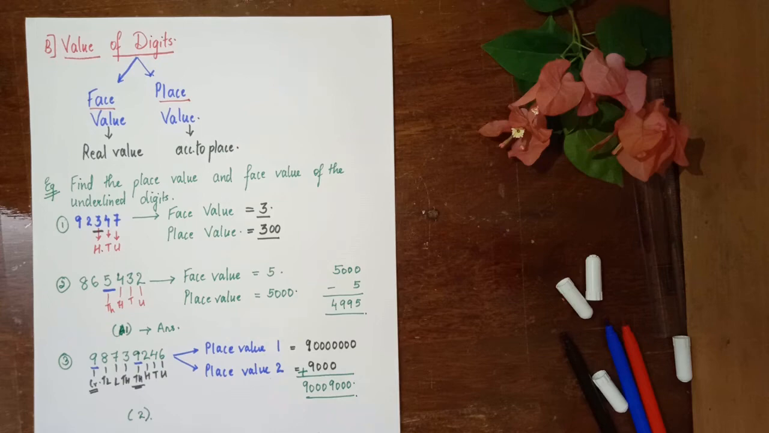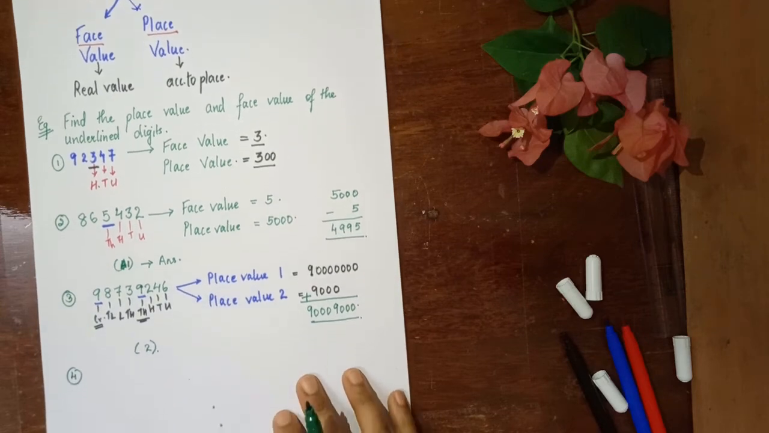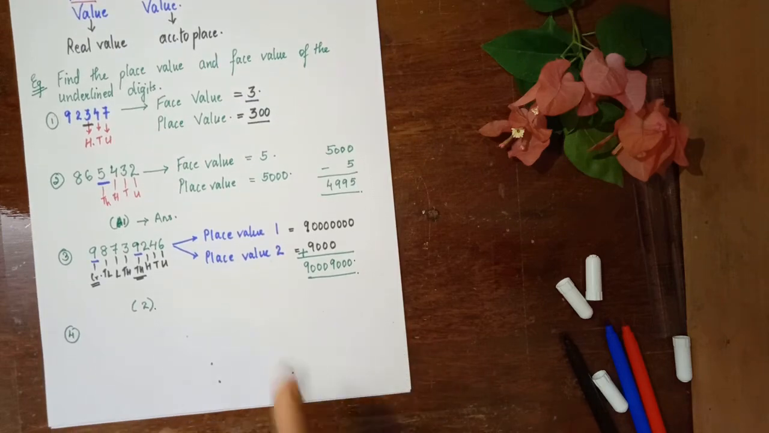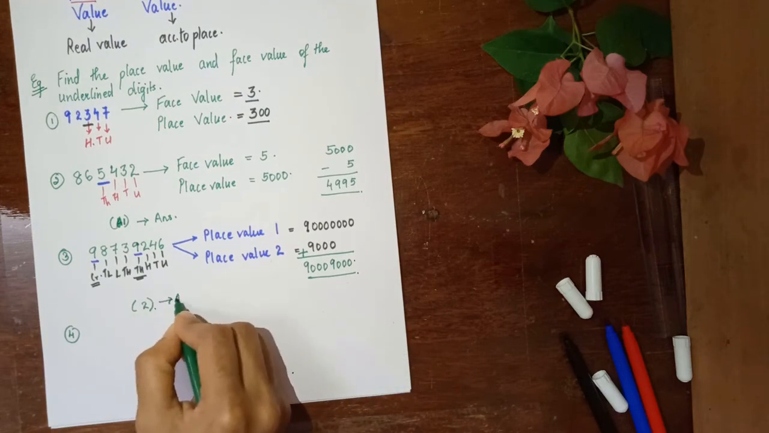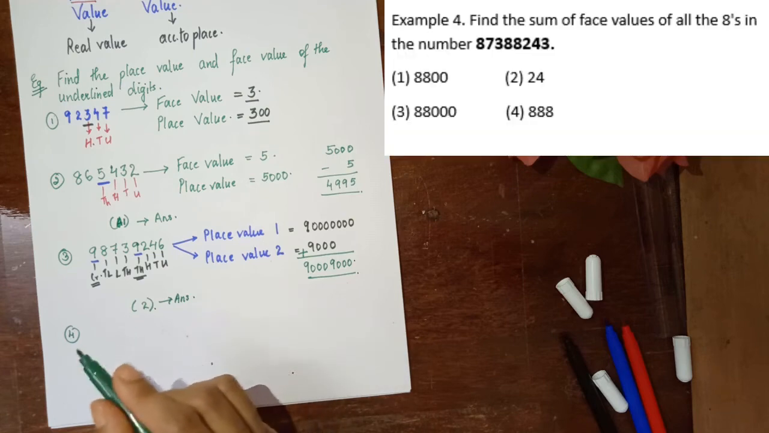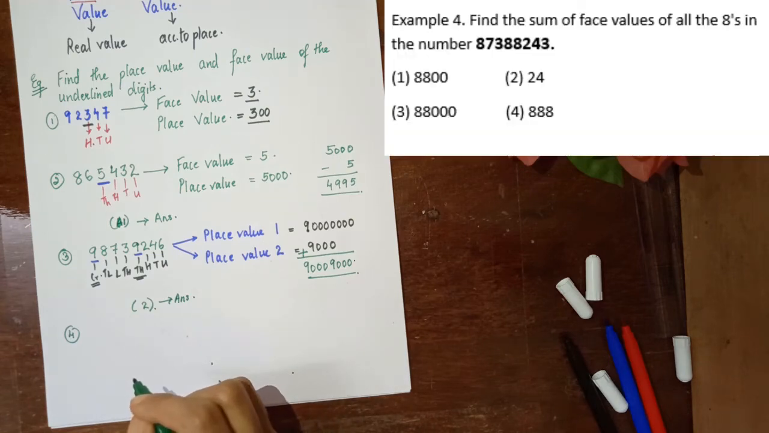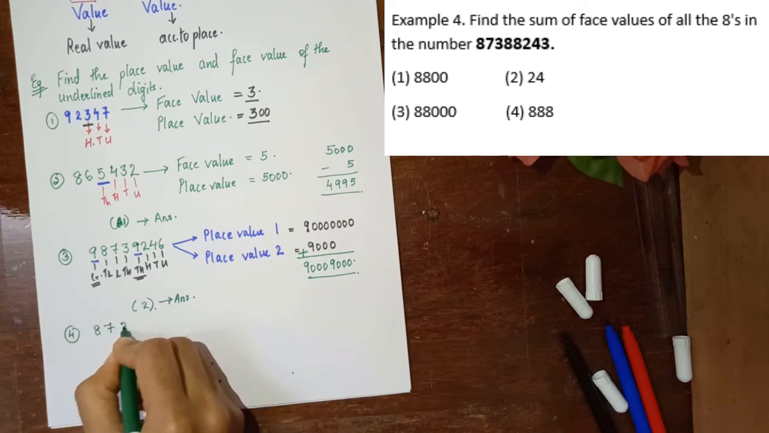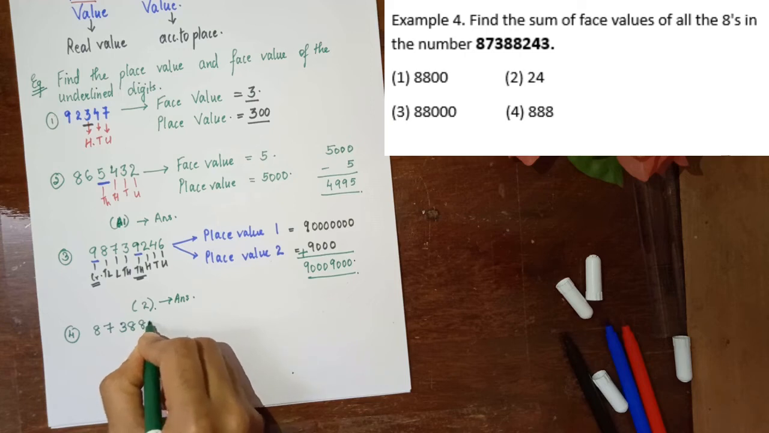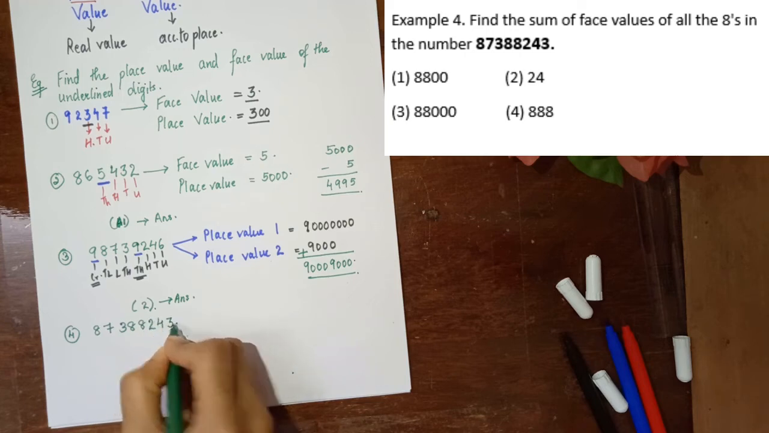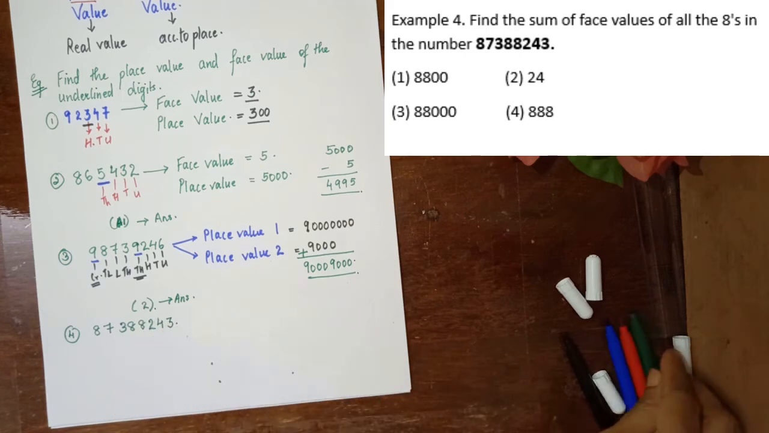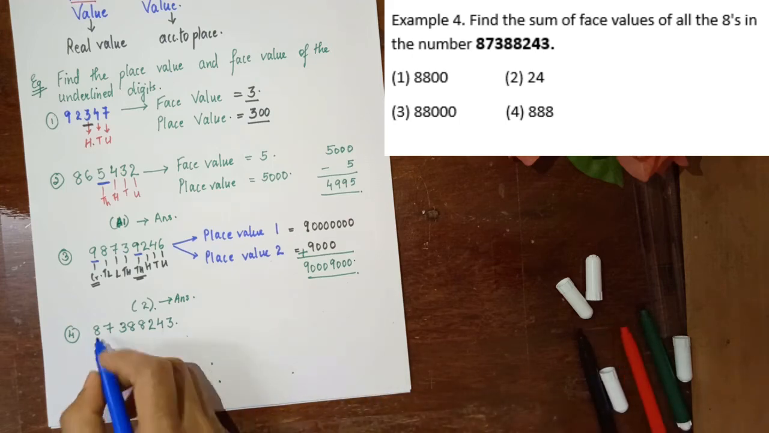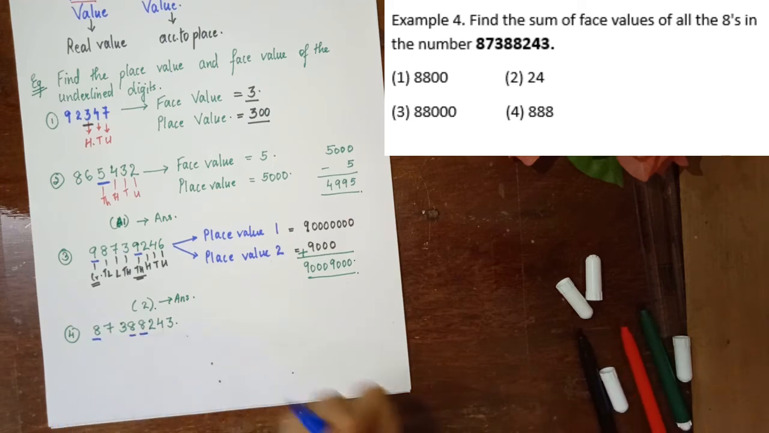The next and the last example for today, so that you understand quite well what we need to find out and how we need to find out. Okay. The last question says, find the sum of the face values of all the 8s in the number 87388243. So this is your number. Let's find out how many 8s are there, because they have asked all the 8s. So 1, 2 and 3.